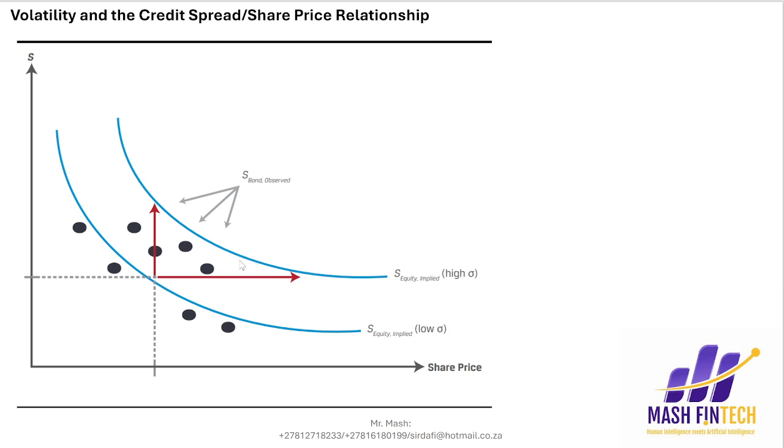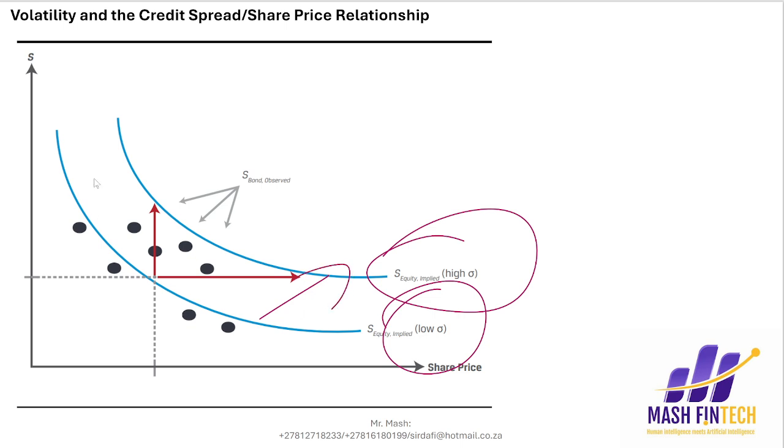As the volatility increases, the spread is also going to increase. So as volatility increases, the spread is going to increase. You see here, this is low volatility, this is high volatility. At higher volatility, you get higher spreads. We're going to do this numerically using an example.